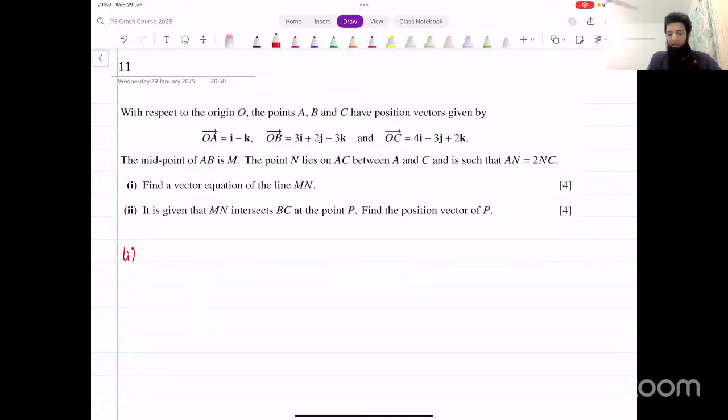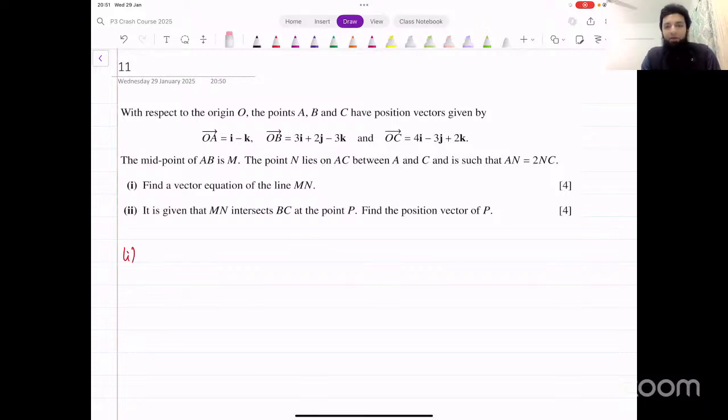Let's start with this one for now. Question number 11. With respect to the origin O, the points A, B, and C have position vectors given by these. The midpoint of AB is M. The point N lies on AC between A and C and is such that AN is equal to 2 times NC. Find a vector equation of the line MN.